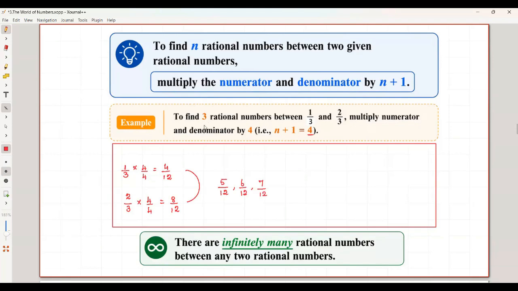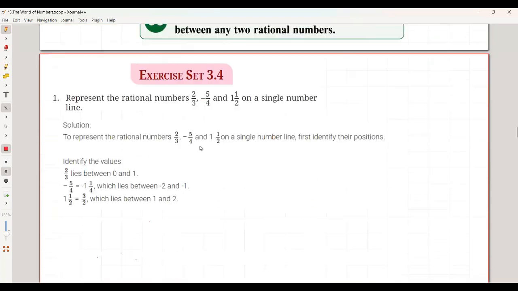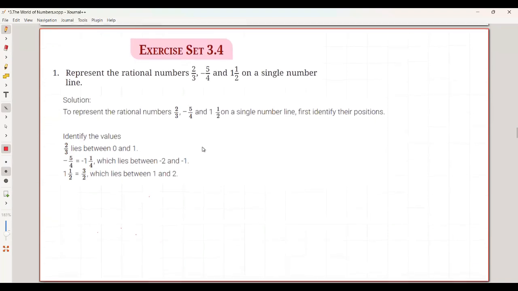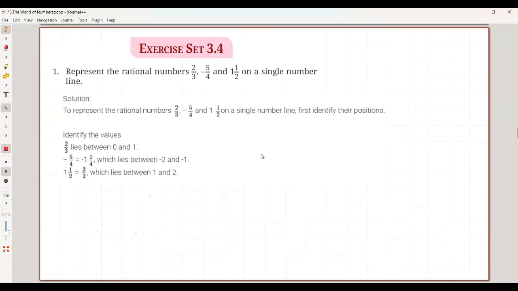If they ask for 1 lakh rational numbers, I have to multiply with 1 lakh 1, and I will get 1 lakh rational numbers. Based on this, if they ask us to plot only one rational number on the number line, it's very simple. But here, exercise 3.4, question number 1.